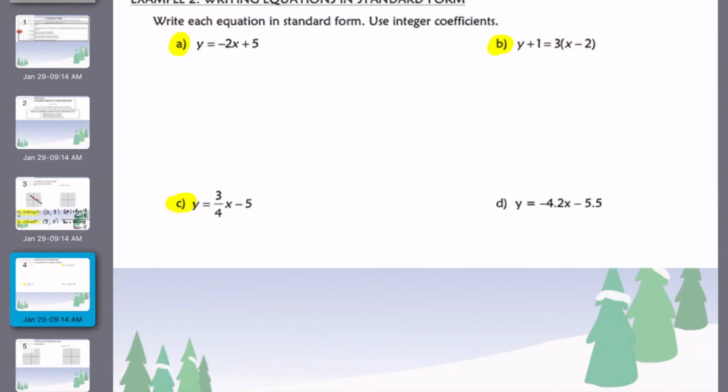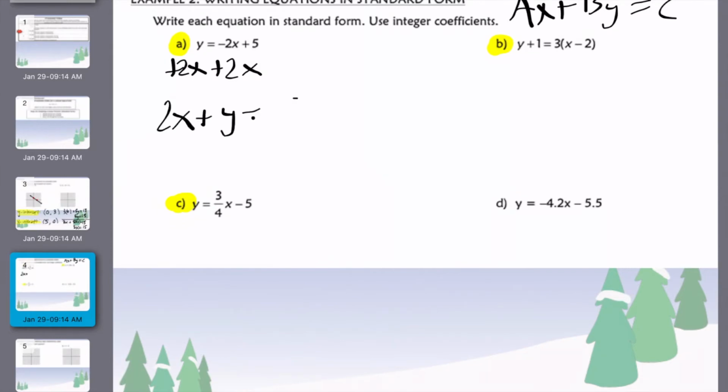So example 2, write each equation in standard form, and I need to use integer coefficients, which means I need positive or negative whole numbers. So I'm going to do parts A, B, and C for you really quick, but I'm going to leave D for you to do on your own. So I need to be able to write it in the form AX plus BY equals C. So that means I need to get my X value to be on the same side as my Y value. So for A, all I need to do is add 2x on both sides. And then I have that written in standard form. 2x plus y equals 5. Perfect.